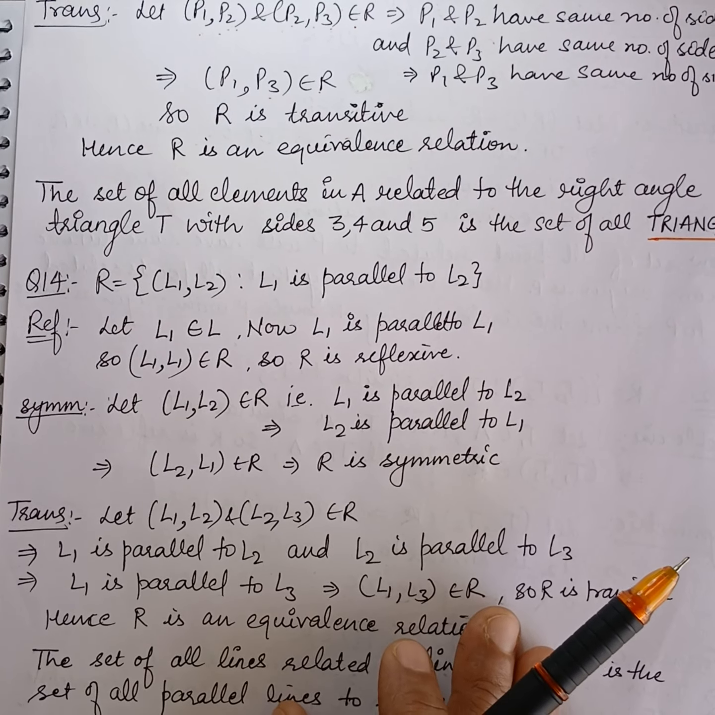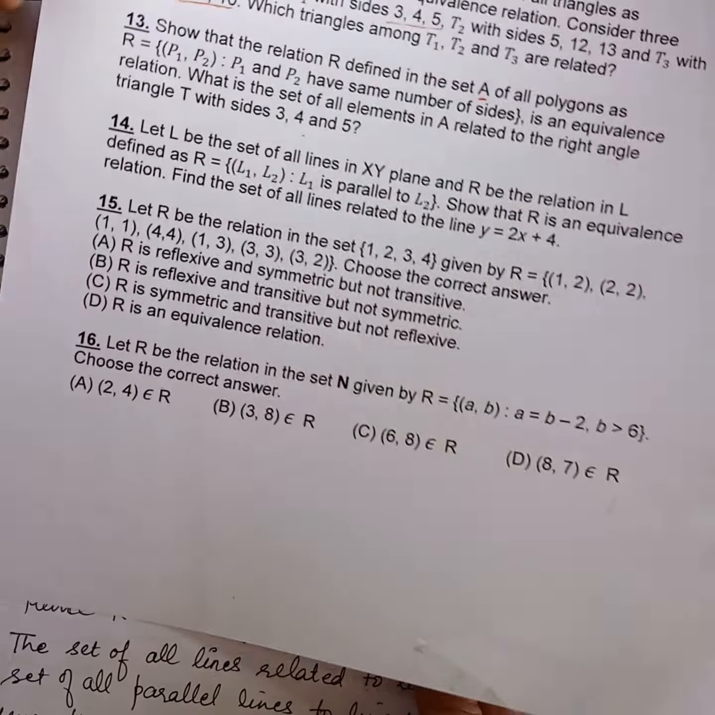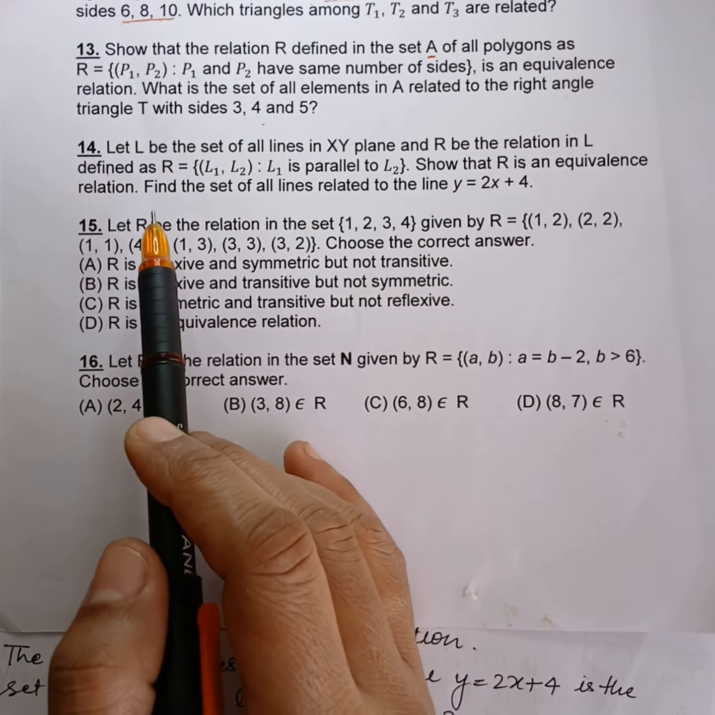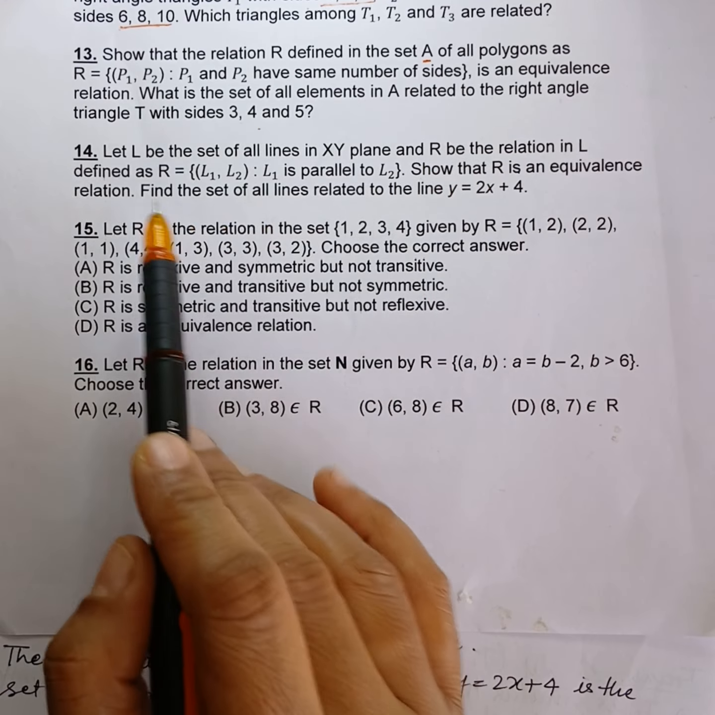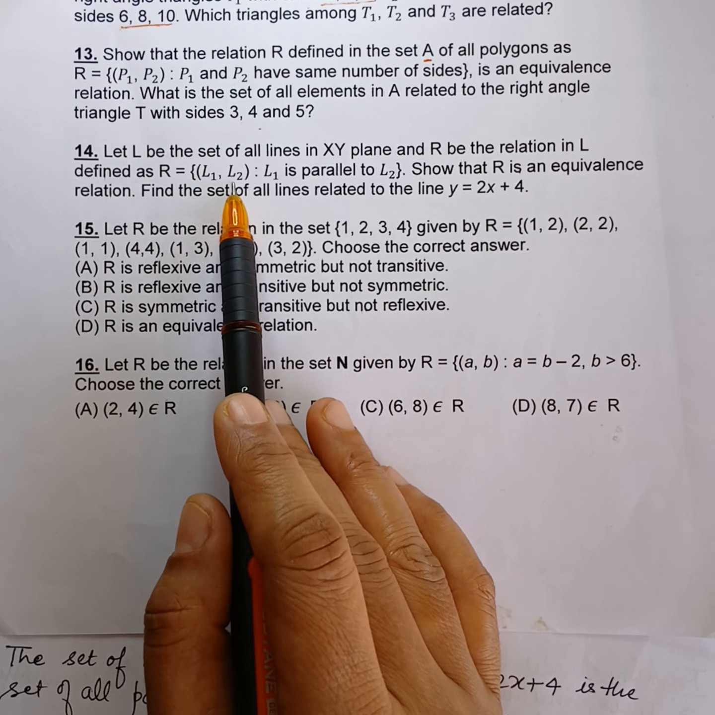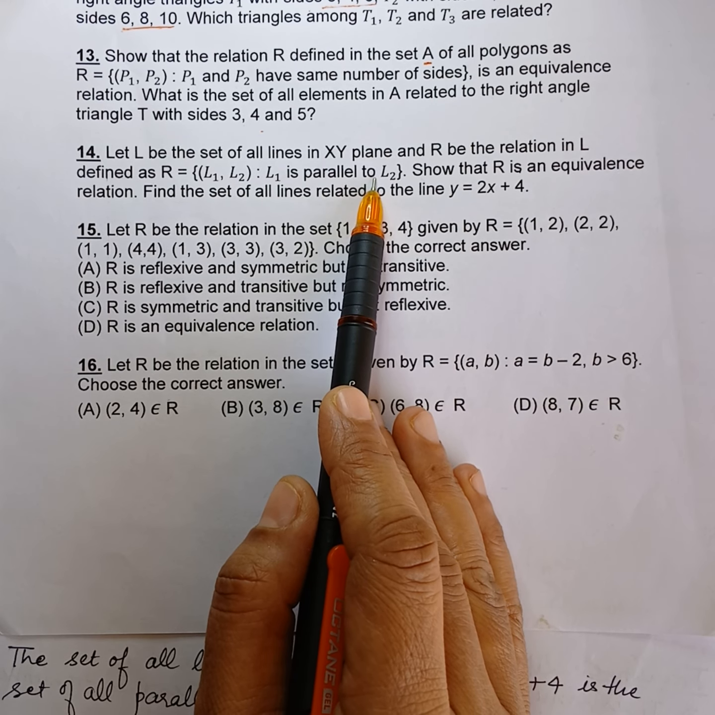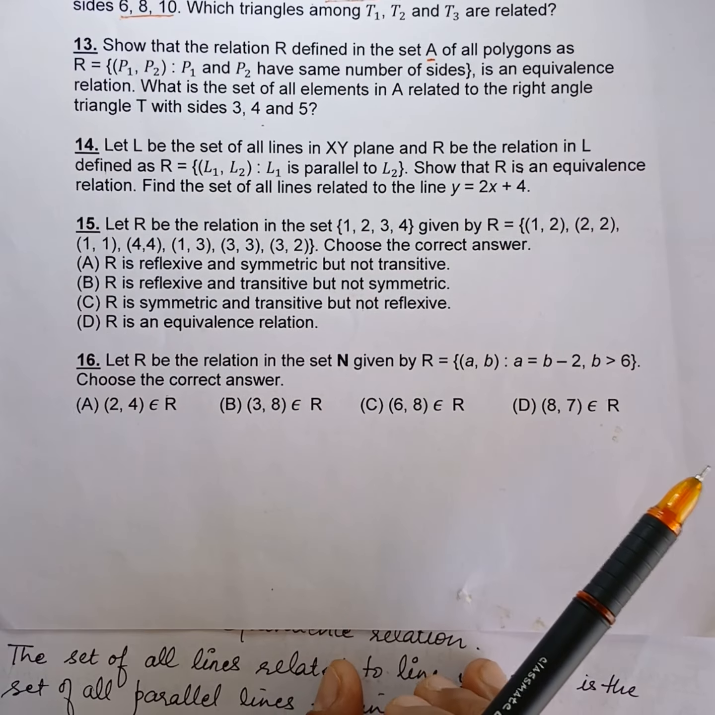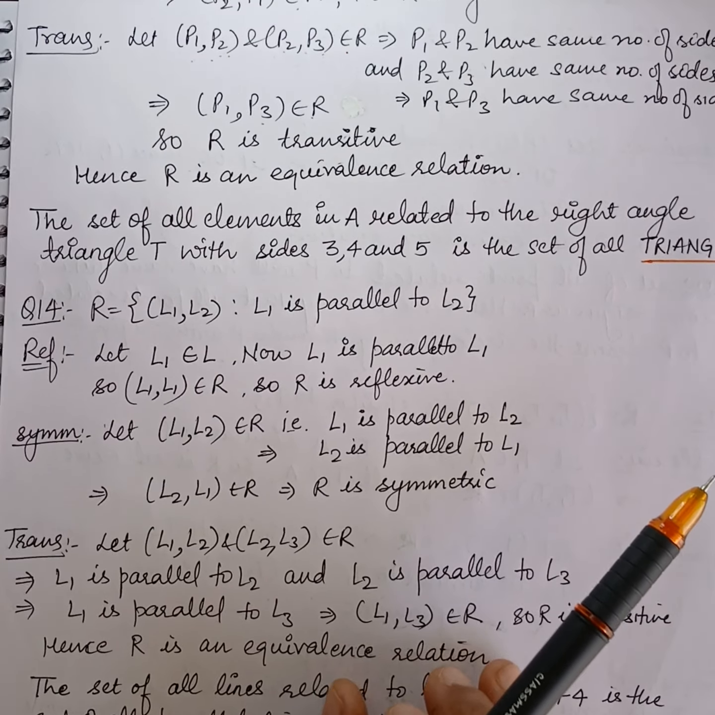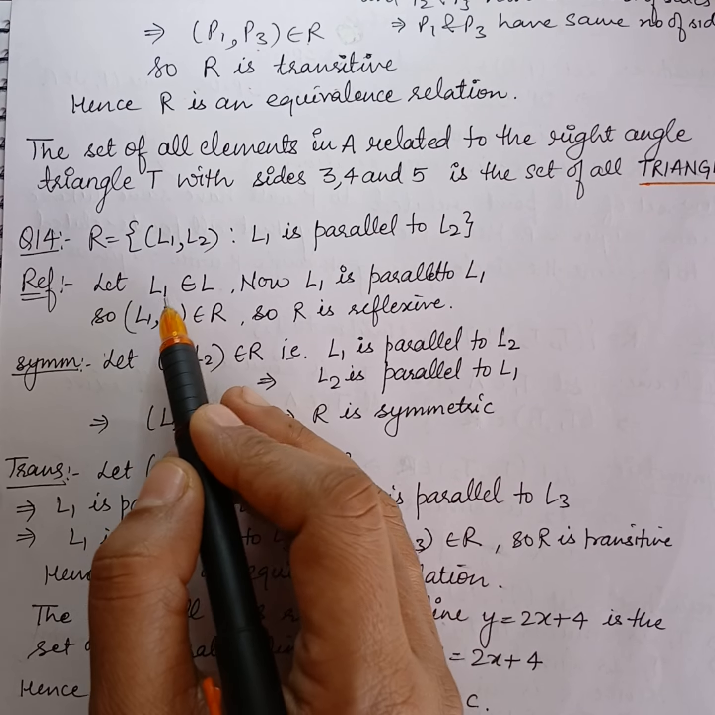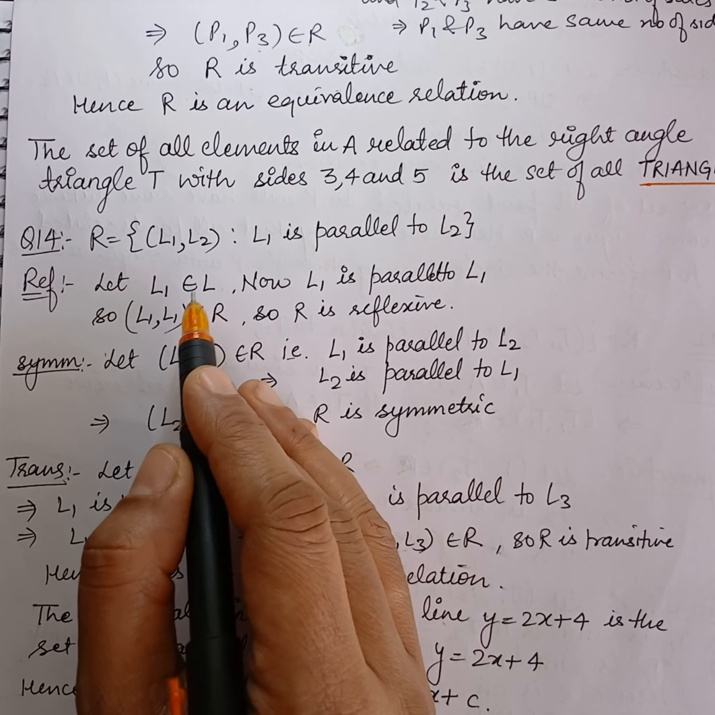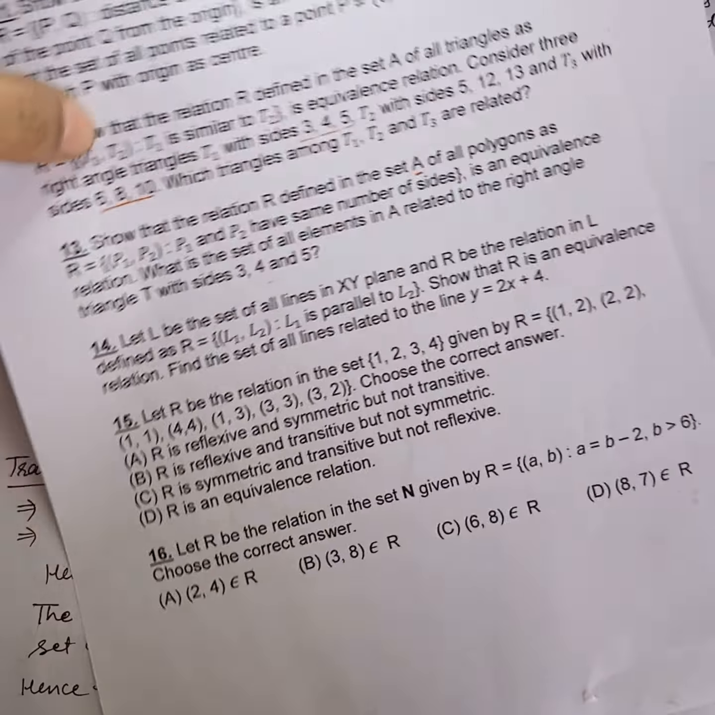Now question 14. Question 14 is, let L be the set of all lines in the xy plane and R be the relation in L defined as R = {(L1, L2): L1 is parallel to L2}. Show that R is an equivalence relation. So we have to show here that R is an equivalence relation. So here I will do the same thing. I will consider L1 belongs to L, as here they have given the set L.